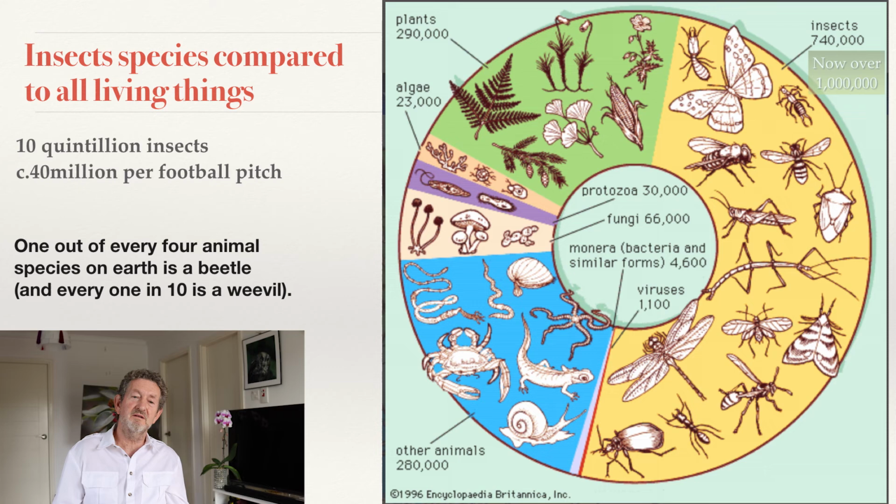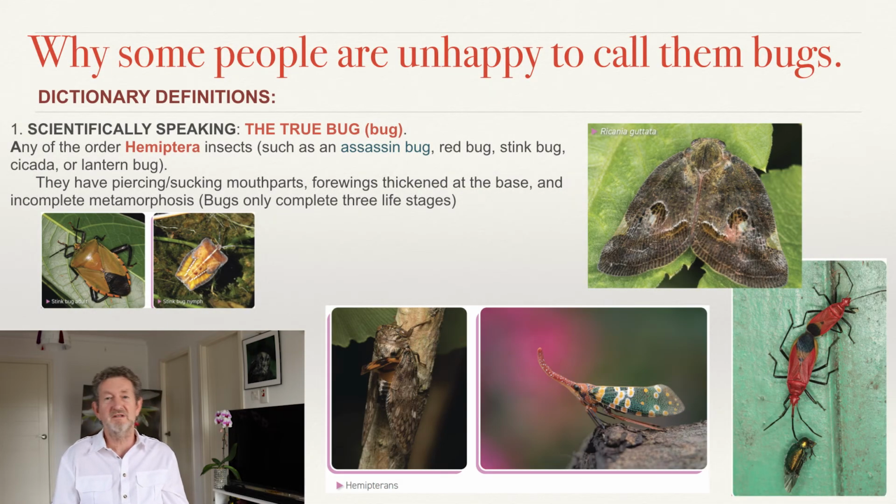So then we come to the point that maybe some people are unhappy to call all insects or arthropods bugs. And this is because if we look into the dictionary, one of the definitions is that a bug can be known as a true bug. And a true bug is a specific type of insect in the order Hemiptera. And these have a shared characteristic of piercing, sucking mouth parts. They have hard and shortened forewings, and they also do not have a chrysalis, so they have an incomplete metamorphosis.